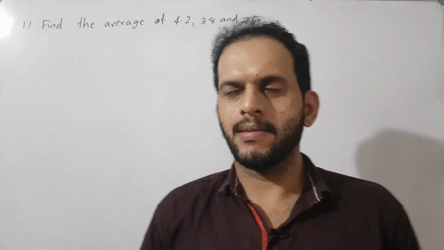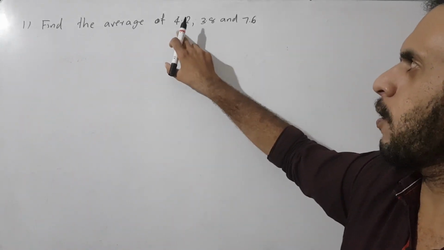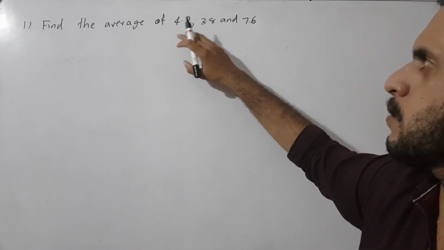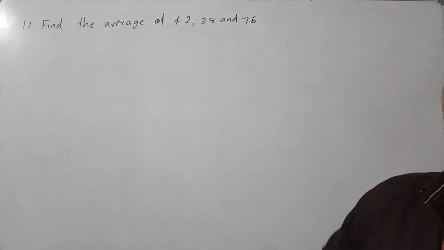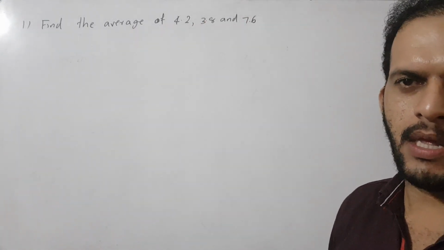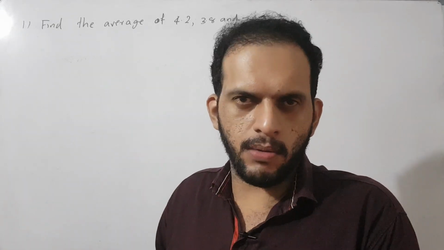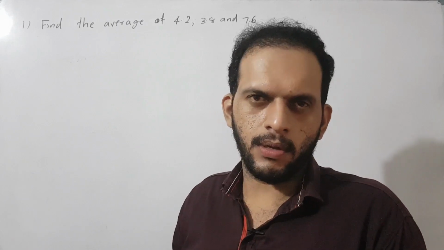Our first question is like this: find the average of 4.2, 3.8 and 7.6. Okay, we already studied how to find the average: sum of observations divided by number of observations.